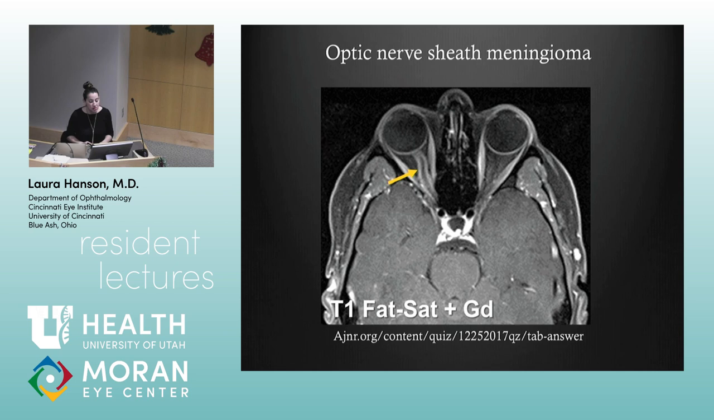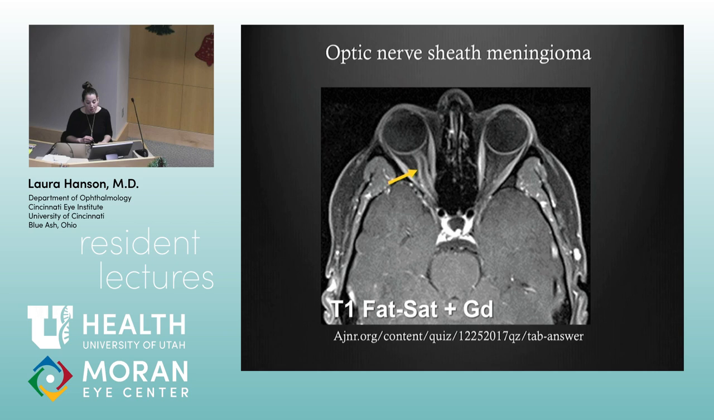This is an enhanced MRI. That's the tram track appearance. So they will likely show you one like that. It can be expansive, so it can just kind of look like a big globby thing, but it won't enlarge the optic nerve. The other way that they may show it to you is showing calcifications on a CT. So that's an easy way to differentiate between glioma and nerve sheath meningiomas, that there may be calcifications.